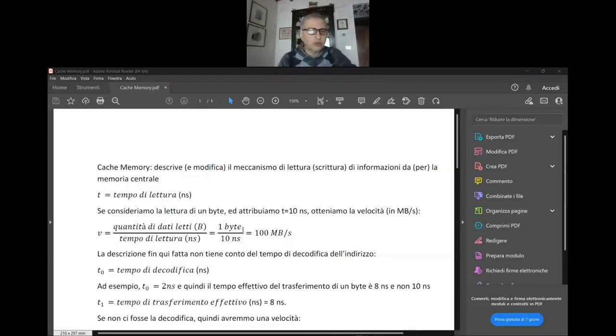At this point, we can measure the speed by dividing 1 byte by 10 nanoseconds, and we get a speed of 100 megabytes per second, which is the speed at which we are using the channel. However, if we look closer at how the operation takes place, we see that the time is not entirely used for these 10 nanoseconds of reading, but a part of this time is dedicated to decoding the address, which is dead time. Decoding, which by the way lasts longer if the memory is larger, has a greater capacity.